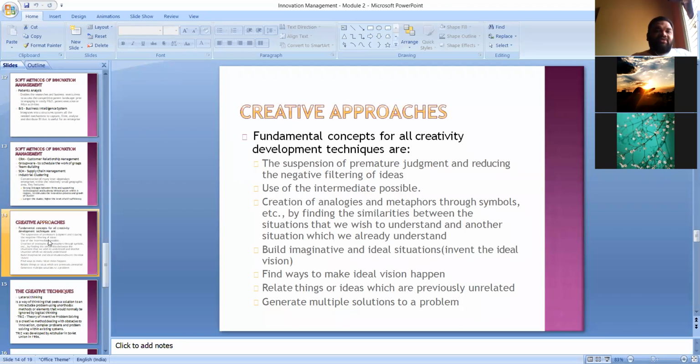Now, moving on to the next topic, the creative approaches of innovation management. What do you mean by creative approaches? It means how creatively we can approach innovation management. Of course, we have a number of techniques, but let us first discuss the fundamental concepts of all creative development techniques, the basics we have for the creative development of techniques. Let us discuss that today.